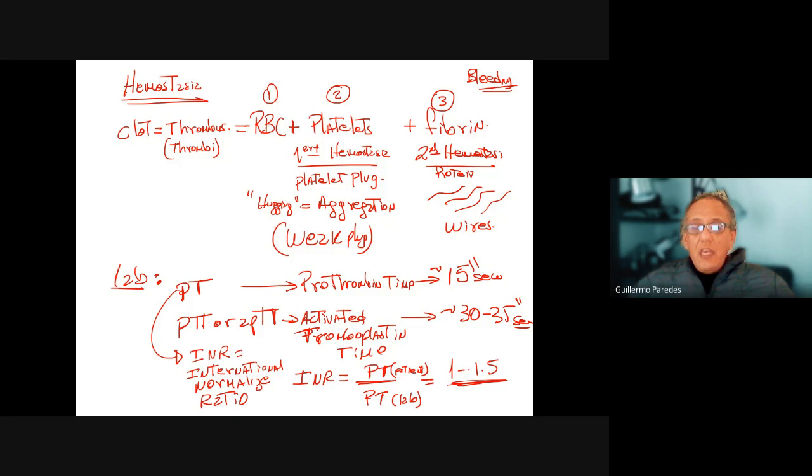If you have too high an INR, that is going to cause bleeding. If you have less than one, that produces clots. Okay?